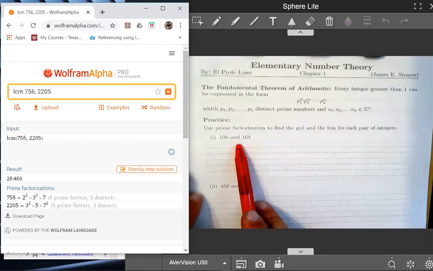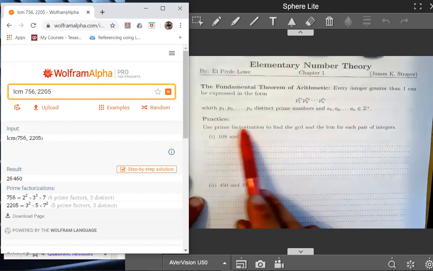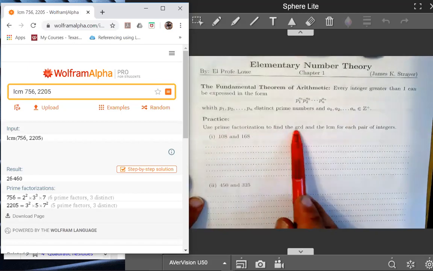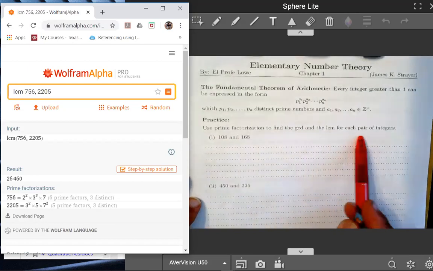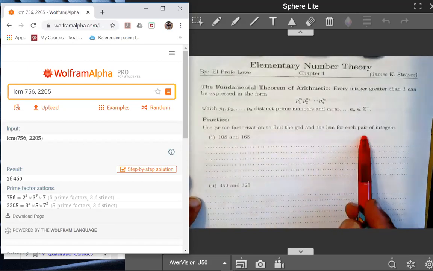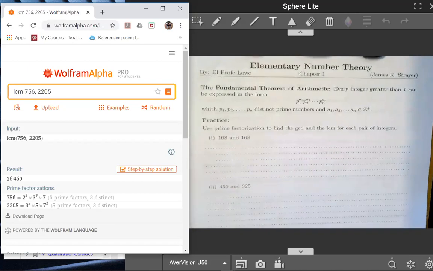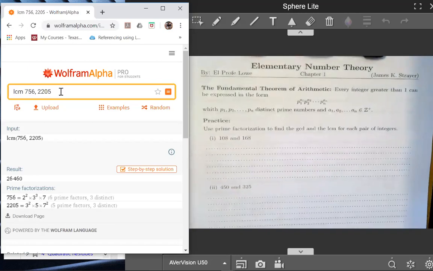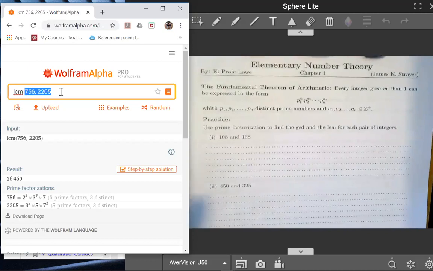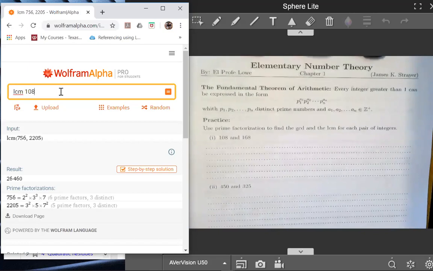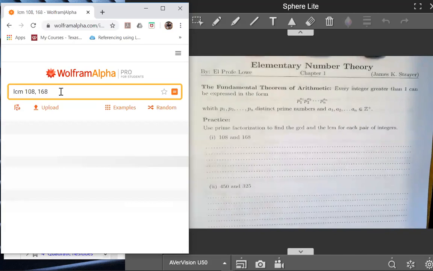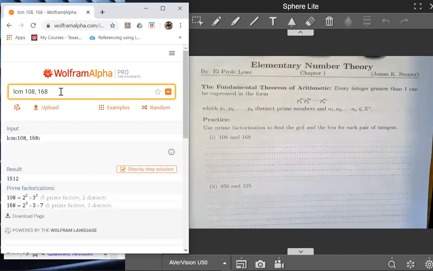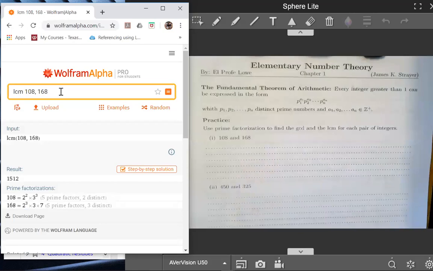So for our practice, we want to use prime factorization to find the greatest common divisor and the least common multiple for each pair of integers, okay? So once again, what we are able to do here is show how technology can be efficient for us. So we'll say the least common multiple of 108 and 168. All right, this will give us really everything that we need to be able to check our answer and to be able to check our work.